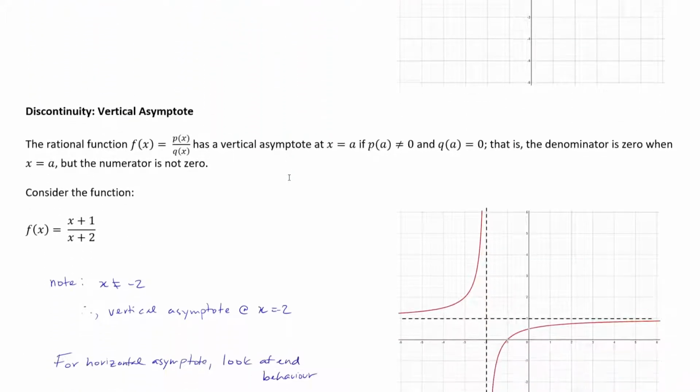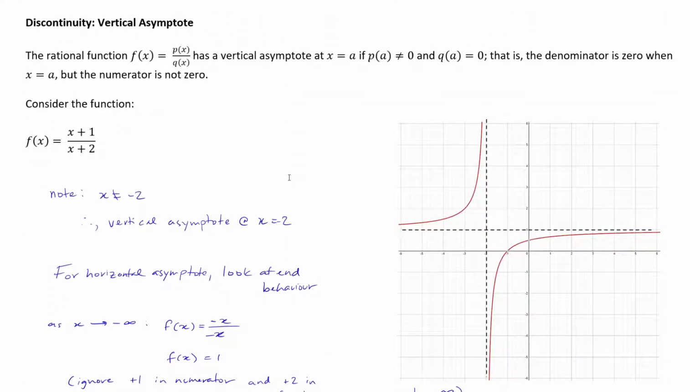We can also have discontinuities that are vertical asymptotes, and these are the ones that you will probably see the most, right? Or not see the most, but rather maybe are most familiar with, right? And we have a vertical asymptote when we look at the denominator. We note that x cannot be equal to negative 2 because that would cause the denominator to equal 0, so therefore I have my vertical asymptote at x = -2.